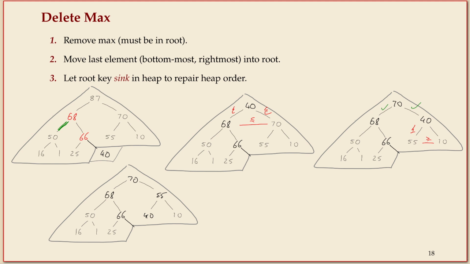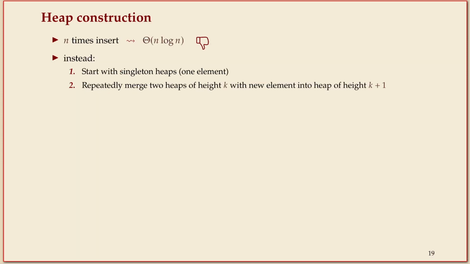That's the key operations in a binary heap, insert and delete max. I'll very briefly comment on construction from scratch. If you have a list of elements already given, if you have n elements that you want to build a heap for, you can do it by inserting them one after the other, but there's a faster way.